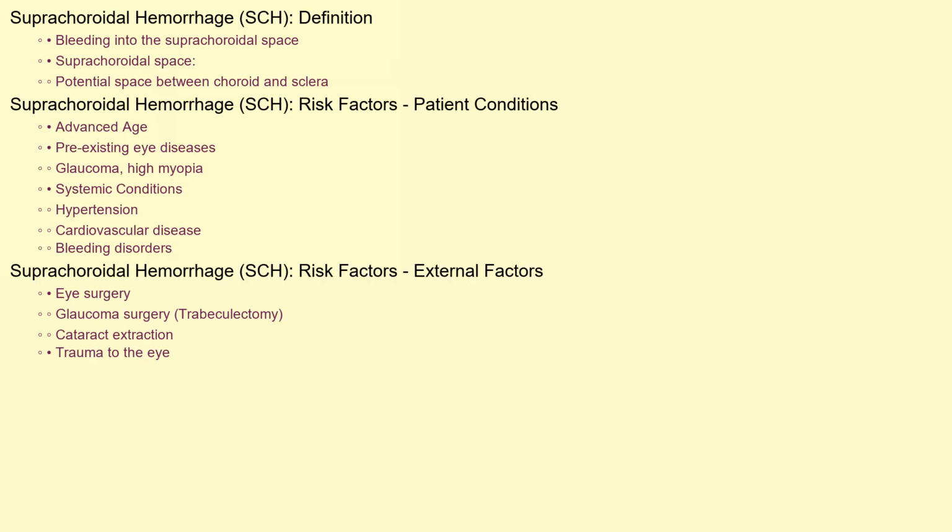Suprachoroidal hemorrhage, often abbreviated as SCH, is caused by bleeding into the suprachoroidal space, which is the potential space between the choroid and the sclera, the white outer layer of the eye.